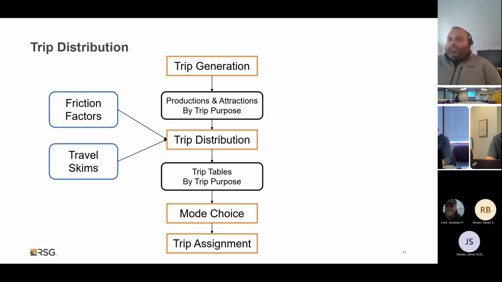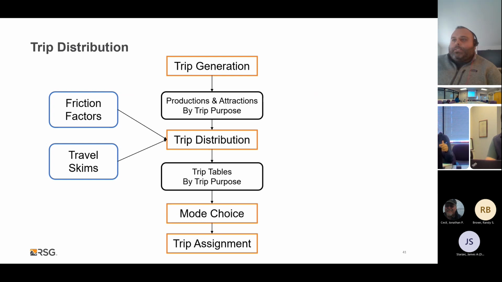So the next part we're going to get to is trip distribution. And in trip distribution, we're taking those balanced productions and attractions that we generated for trip generation. We're generating friction factors and travel skims. So essentially what these friction factors and travel skims are, they are cost dependencies, so our cost impedances.